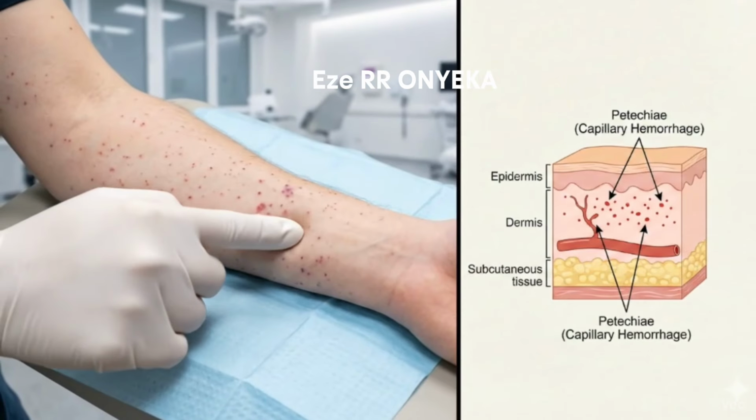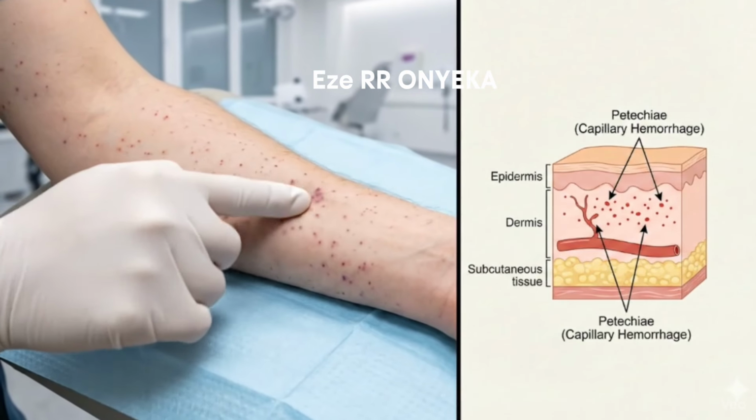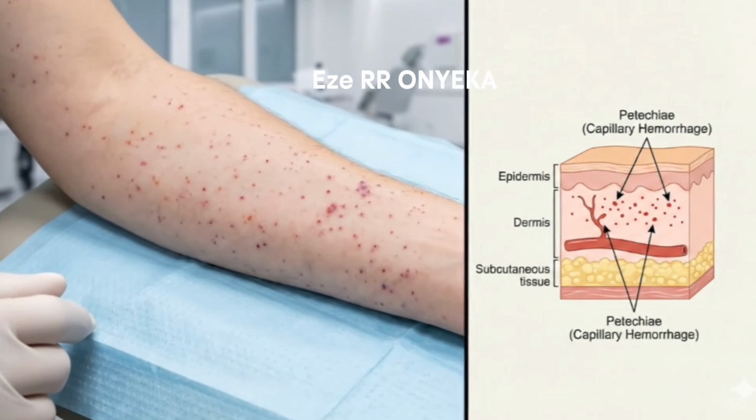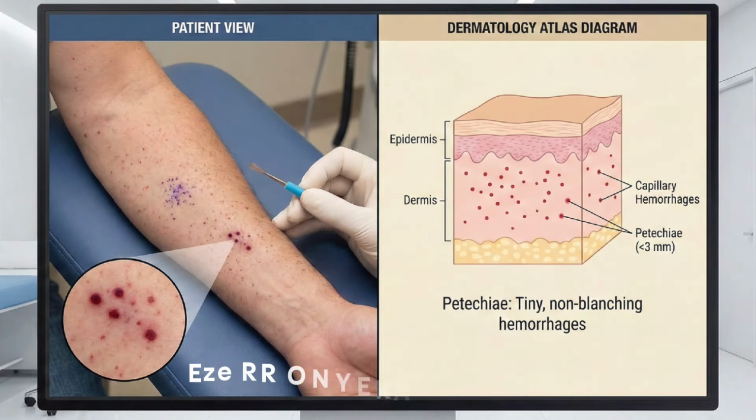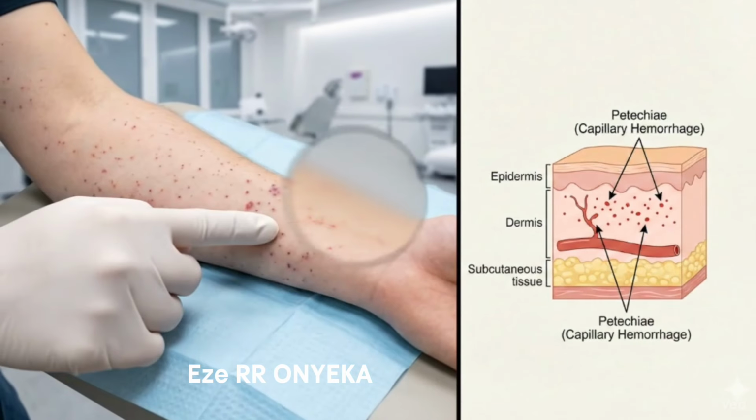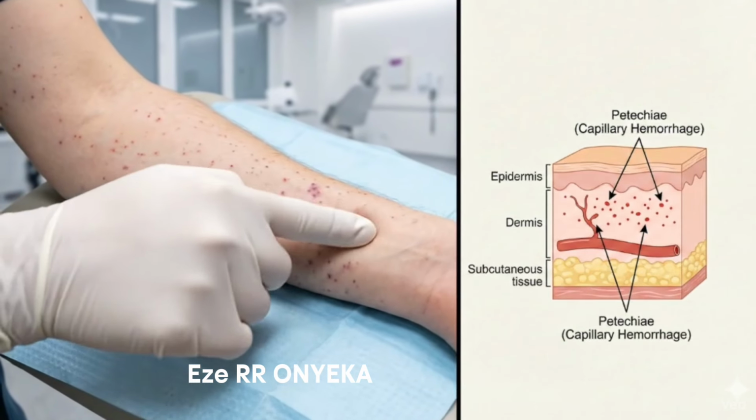Petechiae are tiny red or purple spots, under 3 millimeters, caused by capillary bleeding, non-blanching, and they do not fade with pressure. It has the following key features. Petechiae are usually less than 3 millimeters, flat and red or purple in color. The surface remains normal and the lesions do not blanch under pressure.